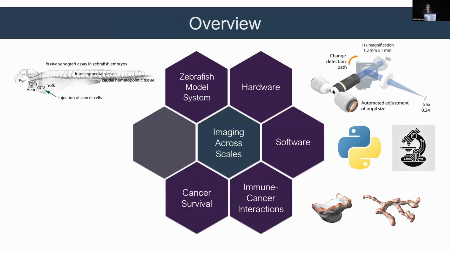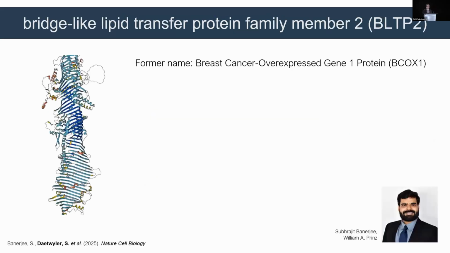So coming to the next application, cancer cell survival in our zebrafish model. For this, fortunately, we already heard a talk about lipid transport proteins just this morning. So you might already recognize that this barrel is there for transporting lipids. We were looking at a protein called bridge-like lipid transfer protein family member 2, or BLTP2. But in the cancer context, its previous name might be more revealing, because it's breast cancer overexpressed gene 1 protein, or BCOX1 protein.